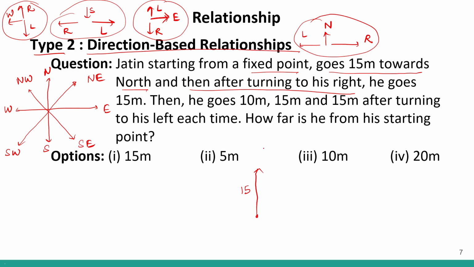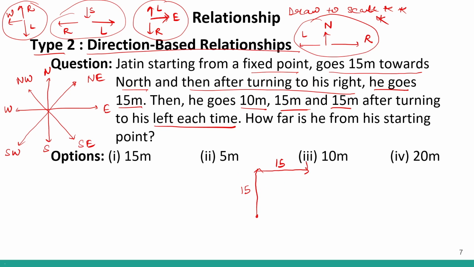So if Jatin is turning to his right, Jatin will move in this direction and he goes 15 meter in this direction, right? So whenever we draw a chart for direction based relationship, always draw to scale. This is very important. Always draw to scale to avoid any confusion. From there, he goes 10 meter, 15 meter, 15 meter after turning to his left each time. So he takes 3 turns now and in each turn he is turning left.